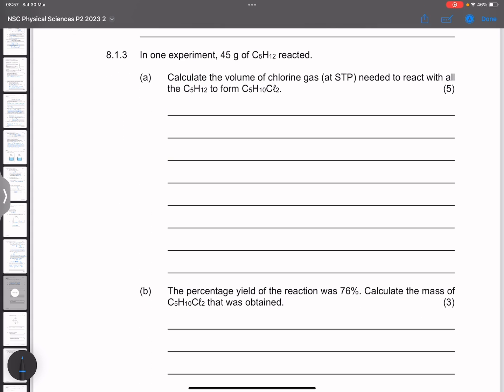All right, so they say to us in one experiment 45 grams of C5H12 reacted. They want us to calculate the volume of chlorine gas at STP. So first of all, remember, what did they give us? They gave us 45 grams of C5H12. So let's find out the number of moles. We know that's mass divided by the molar mass. So we'll say this is 45 grams divided by the molar mass of, it's actually a pentane, so that's 5 times 12, plus 12 times hydrogens. Remember, the molar mass of hydrogen is 1.